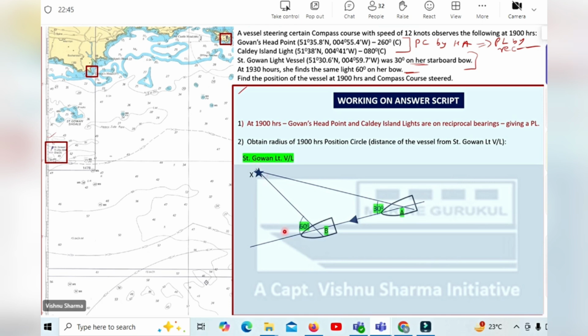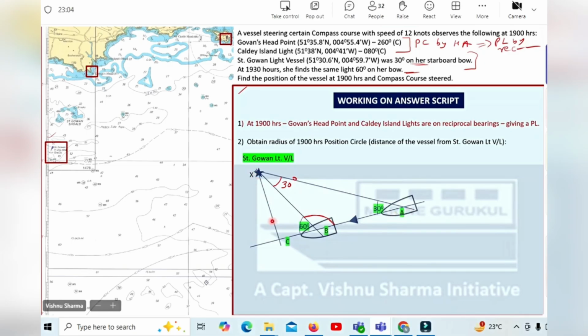Right, guys? Yes, sir. Now, if this angle is 60 degrees, this angle will be 120. And if this is 120, this angle will also be 30. So this angle will also be 30 degrees here.